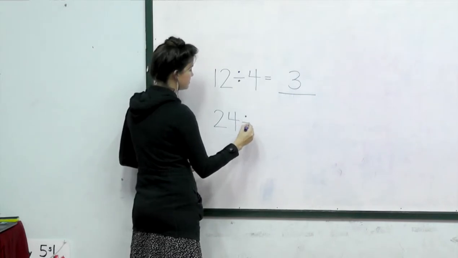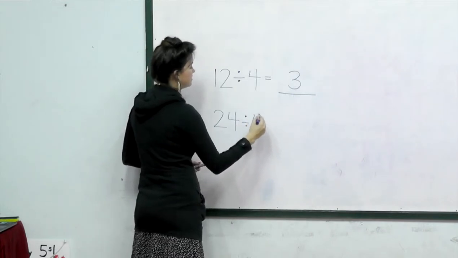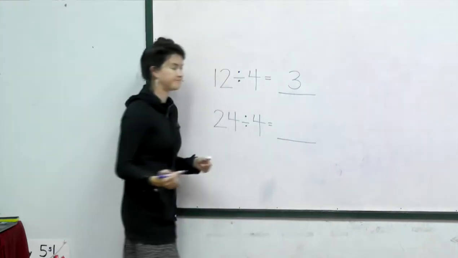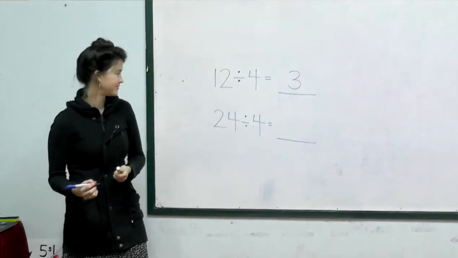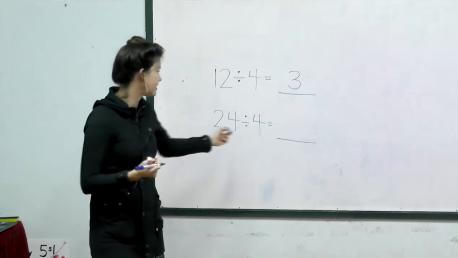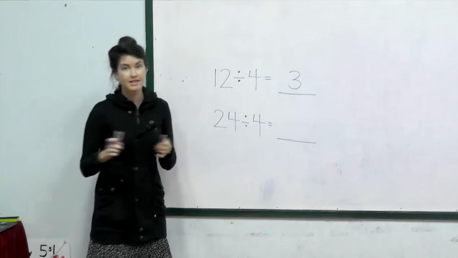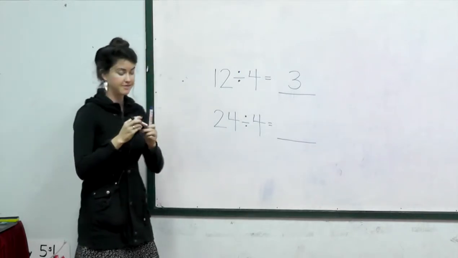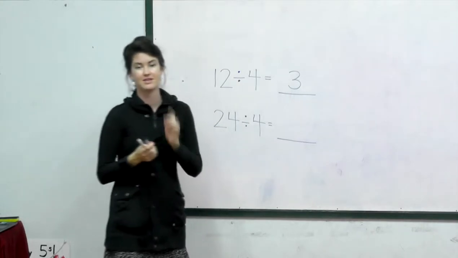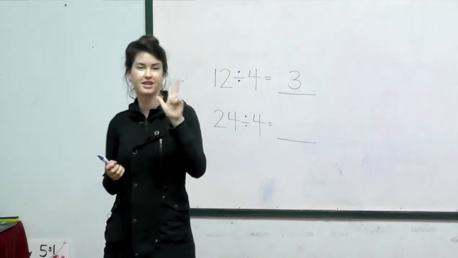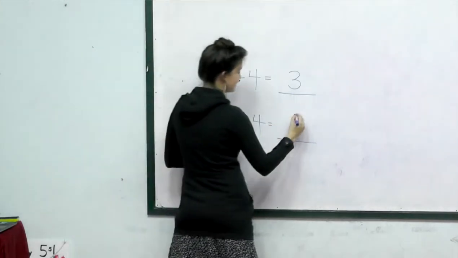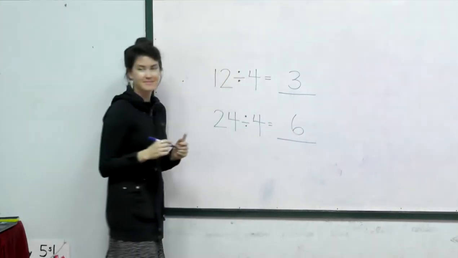What about 24 divided by 4? That one's a little bit trickier. And if you're not sure what 24 divided by 4 is, try to think of it as a math fact family or a multiplication problem. Okay, ready? 1, 2, 3. 6. Great job, friends. It's 6.